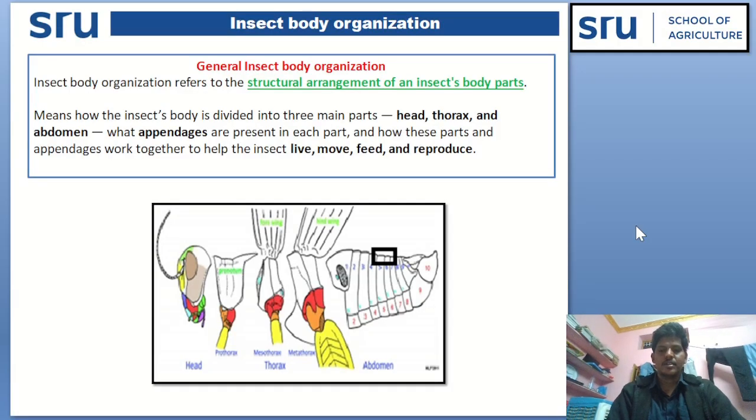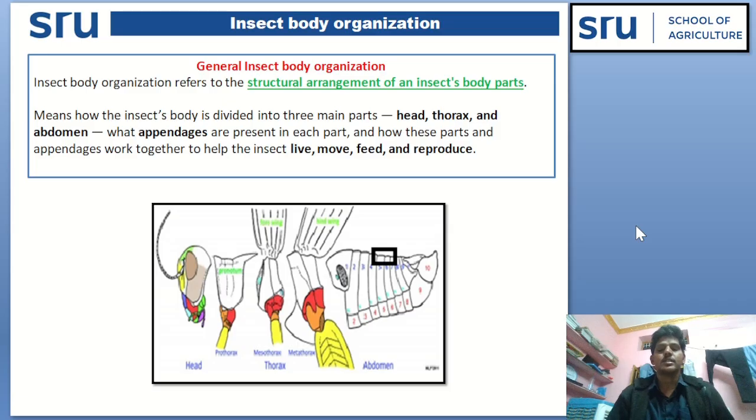In this session, we are discussing general insect body organization. It refers to the structural arrangement of an insect body part. It means how the insect body is divided into three main parts, that is head, thorax and abdomen, and what appendages are present in each part, and how these parts and appendages are working together to help the insect live, move, feed and reproduce.